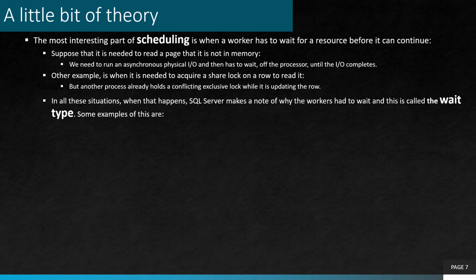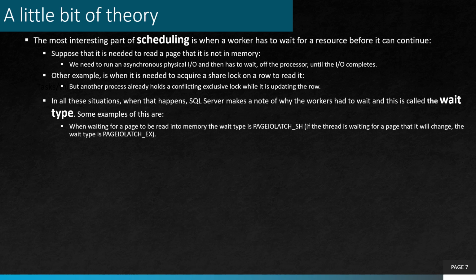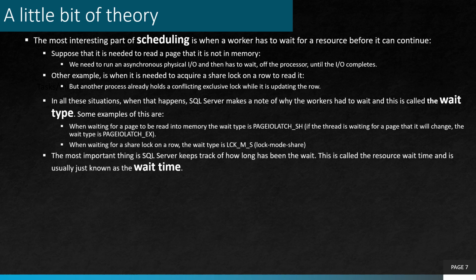In these situations, when the worker has to wait, it's called the wait type. So it's what it is waiting for. What is the concept? Let's say lock, let's say network or I/O, let's say SOS_SCHEDULER_YIELD, etc. For example, if we need to read the data, PAGEIOLATCH. If we need to lock the data, LCK_M_ or any others.